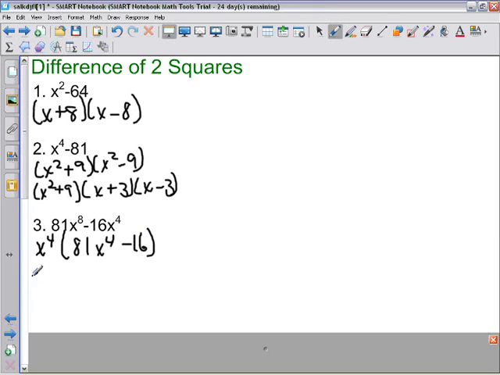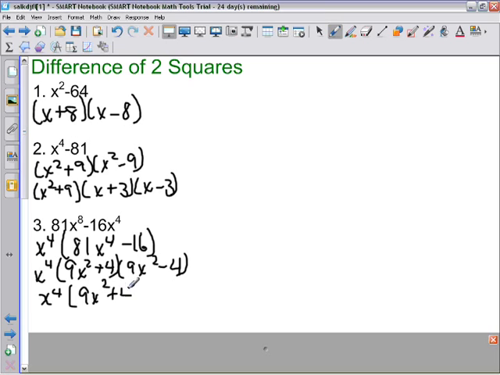You then factor the 81x to the 4th minus 16 because there's a difference of two squares. So it becomes x to the fourth times 9x squared plus 4 times 9x squared minus 4. But the 9x squared minus 4 can still be factored to become x to the fourth times 9x squared plus 4 times 3x plus 2 times 3x minus 2.